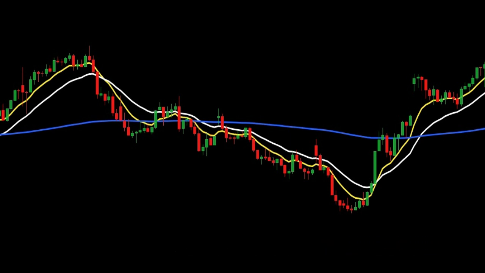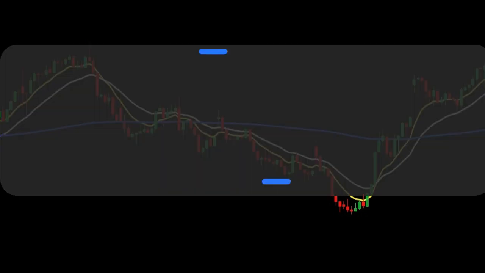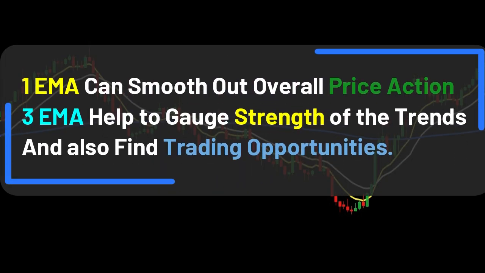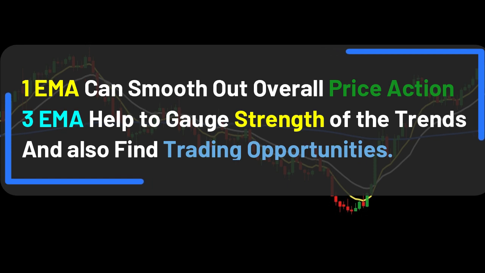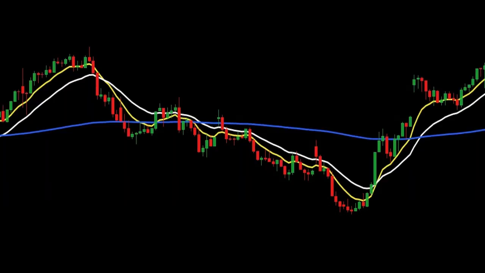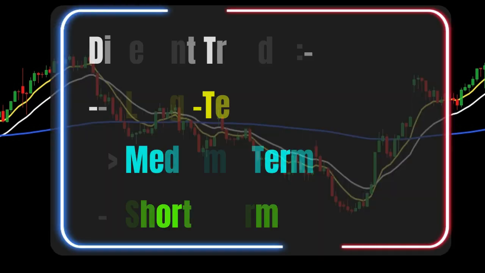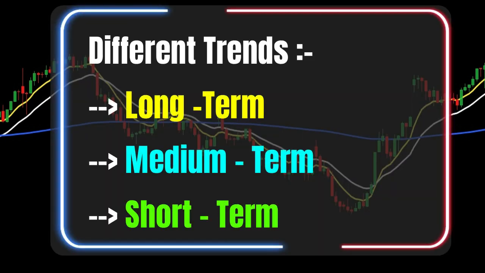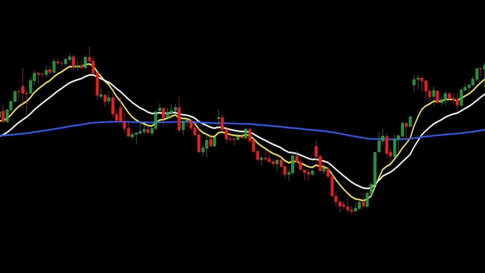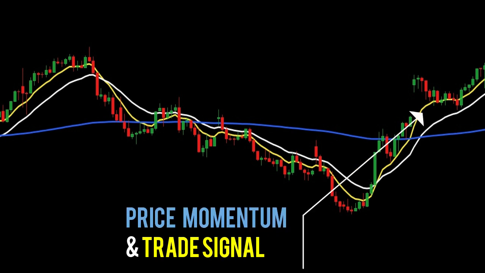While one moving average can smooth out the overall price action and give us a good indication of the overall trend, using multiple moving averages helps to gauge the strength of the trends and also find trading opportunities. The idea behind using 3 moving averages of different periods to create a strategy is to get an idea of the different trends in the market: long-term, medium-term, and short-term trends. The shortest period moving average in the system also indicates the price momentum and gives the trade signal when other conditions are right.